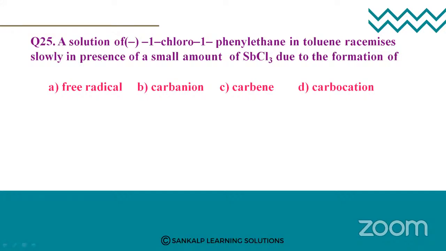Okay, I got the answer as D. So the 25th, it is D. The answer is D. You know that 1-chloro-1-phenylethane in toluene racemizes slowly in the presence of a small amount of SbCl3 due to the formation of carbocation. So answer D is the correct answer.